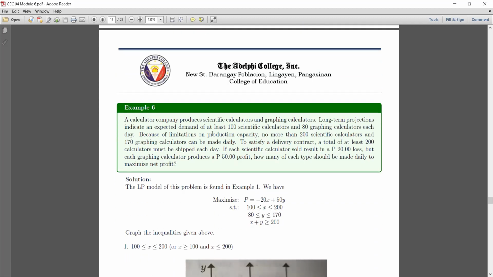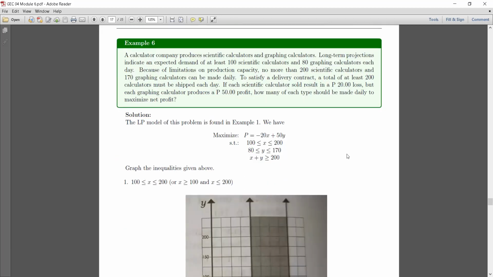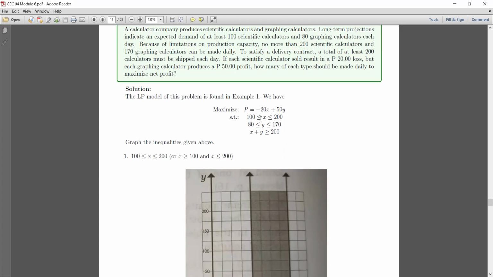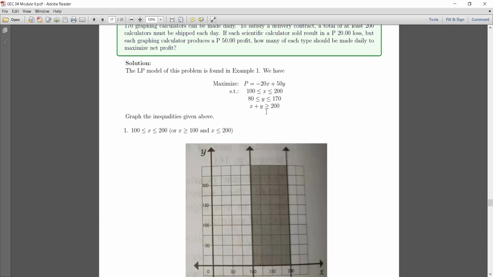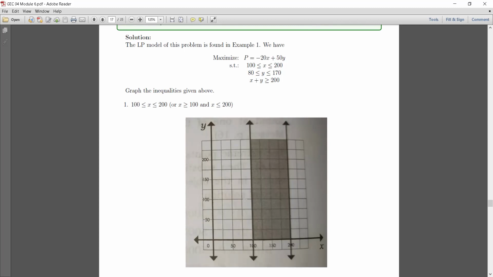So, another example, this one is for example 1. We already have the setup of the LP model, so we will just graph it. The first one: x is between 100 and 200. When x equals 100, we have a vertical line at 100. When x equals 200, we have a vertical line at 200. Since x is between 100 and 200, the shaded part is the middle.